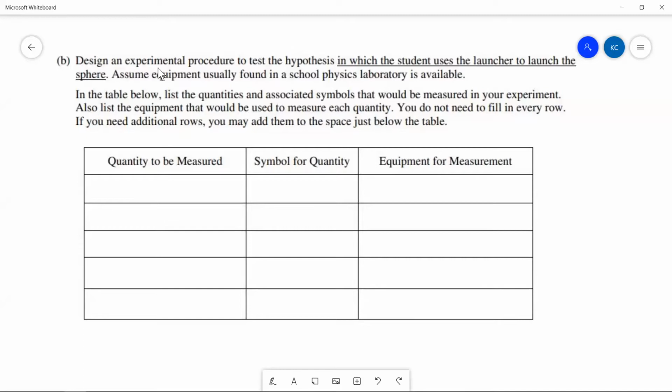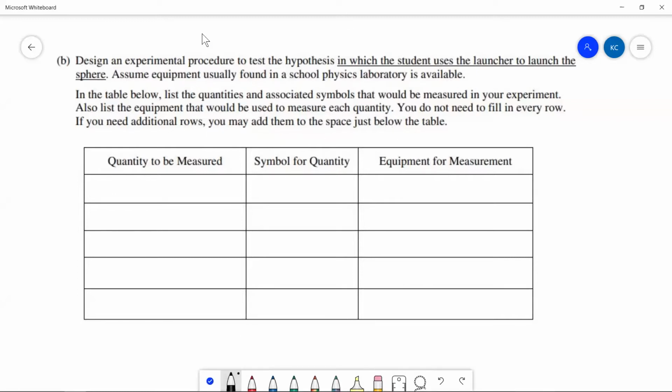Part B. Design an experimental procedure to test the hypothesis in which the student uses a launcher to launch the sphere. Assume equipment usually found in a school physics laboratory is available. In the table below, list the quantities and associated symbols that would be measured in your experiment. Also, list the equipment that would be used to measure each quantity. You do not need to fill in every row. If you need additional rows, you may add them to the space just below the table.